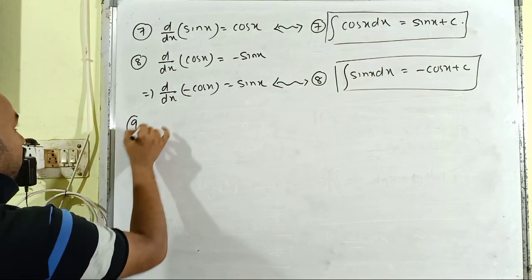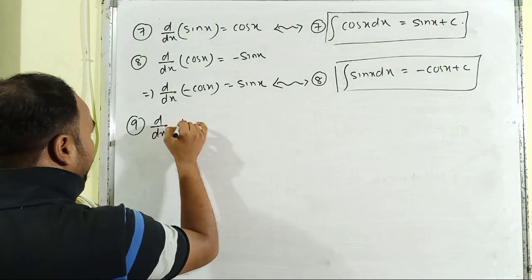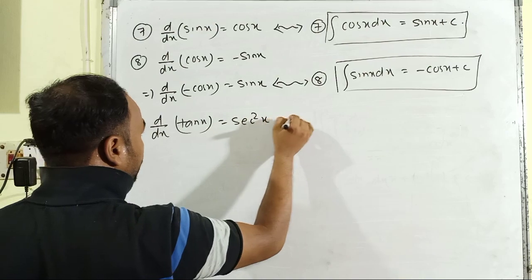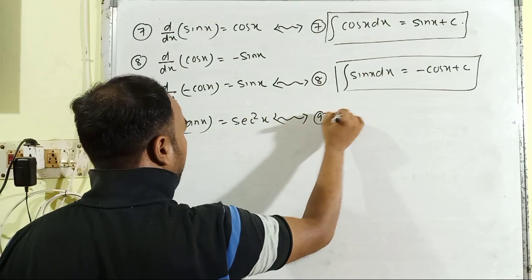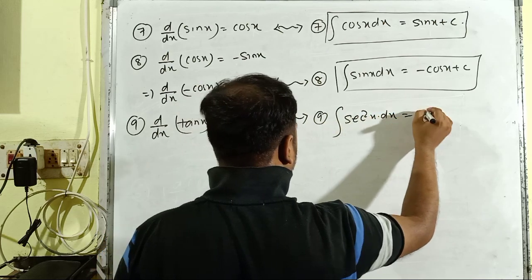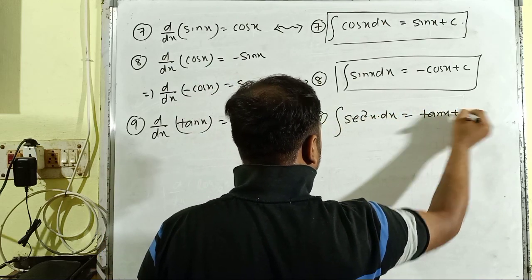Then moving towards the ninth formula, derivative of tan x is sec square x. So the ninth formula is integral of sec square x with respect to x, it is tan x plus c.